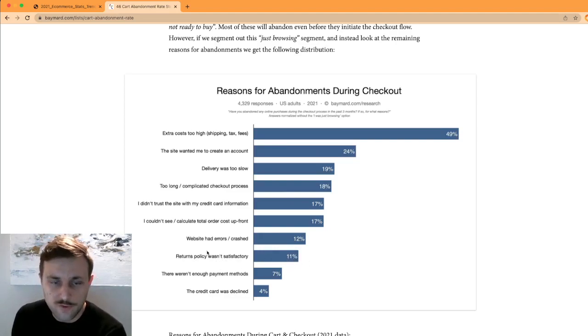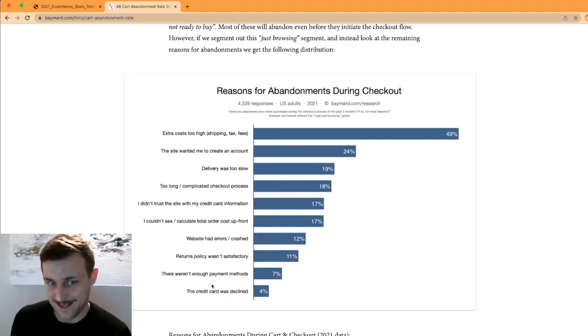So I think that's something you can work on. And then there weren't enough payment methods, 7%. Again, on Shopify, I think now you have Shop Pay and you have more processors that you can easily add, even crypto payment processors. Apple Pay and Google Pay and other payment processors. So that should be something to consider.